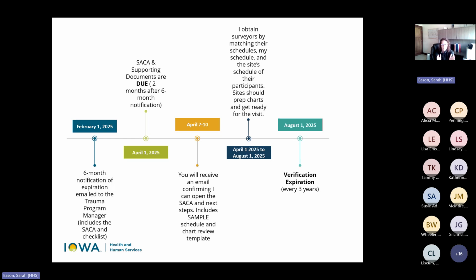Not to be too picky, but January 1st, 2024 to January 31st, 2025 is not 12 months, that's 13 months. So really make sure that you're getting 12 months, because on the back end, I'm running reports and making sure that your numbers are matching. So questions on that?